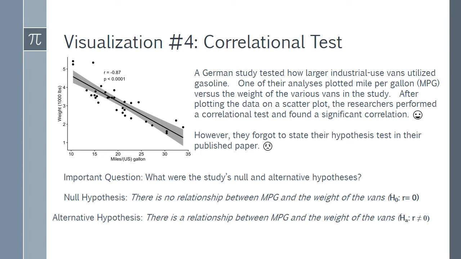So here we would set up the null hypothesis is that there is no relationship between miles per gallon and the weight of the vans, and the alternative hypothesis is that there is a relationship between miles per gallon and the weight of the vans. And so in this case, we already have established that we'll be rejecting the null hypothesis and that there is a significant correlation in the weight of the vans and the miles per gallon of each van.